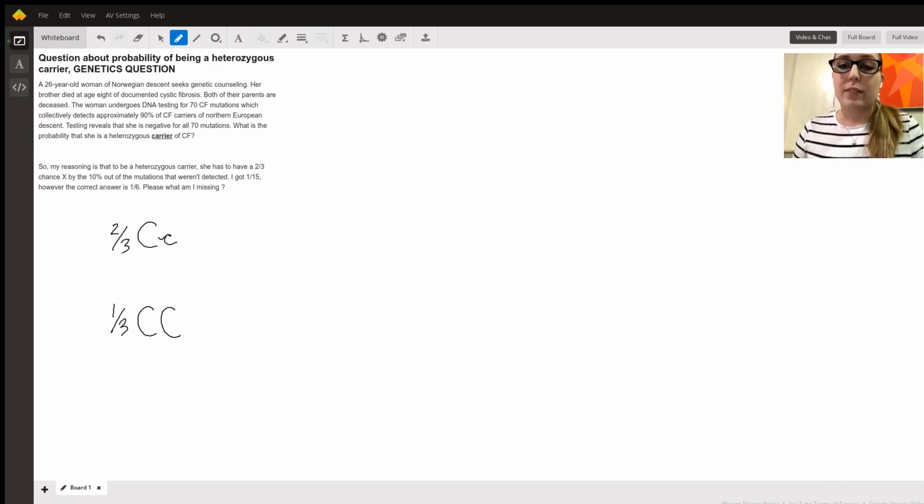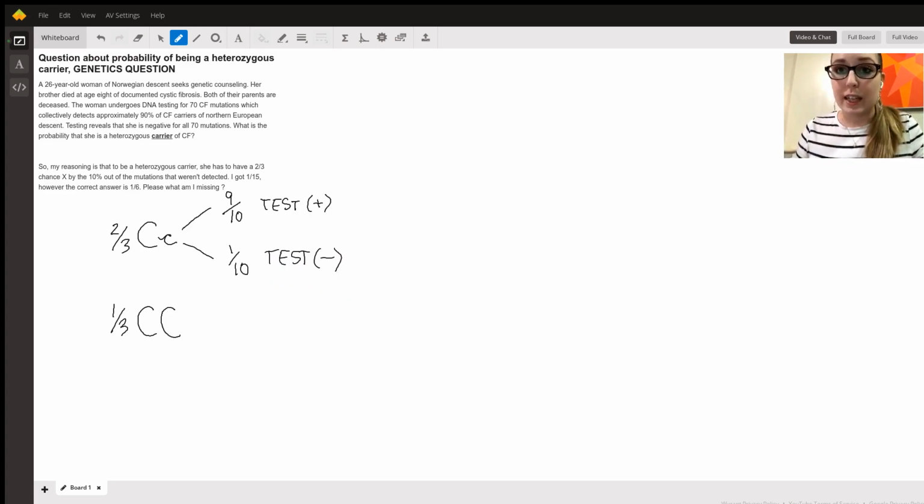Okay, so we know that those are the two possible genotypes that she could have. So we have another consideration. We have to consider the likelihood of testing positive or negative for each of these genotypes. Okay, so first, if an individual is heterozygous, that test will detect approximately 90% of the CF carriers. Okay, so 90%, I'm going to use fractions. I like using fractions a little bit better, so I'm going to continue to use fractions. So 90% would be 9 out of 10 are going to test positive. Okay, so I'm going to put a plus here for testing positive, which means that the other 1 out of 10, the other 10% of individuals will test negative if they are heterozygous, if they are carriers.